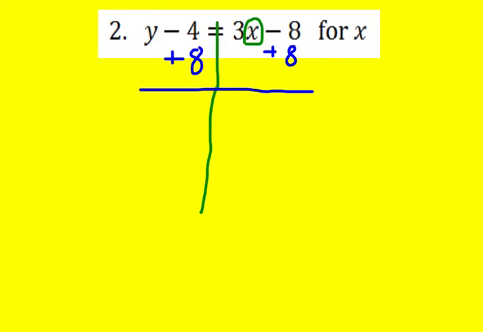So that was our goal, to make those cancel out. So we will see those cancel. On the left-hand side, I have y. Negative 4 plus 8 is going to give me positive 4. And this is equal to, the only thing I have remaining over here is 3x.